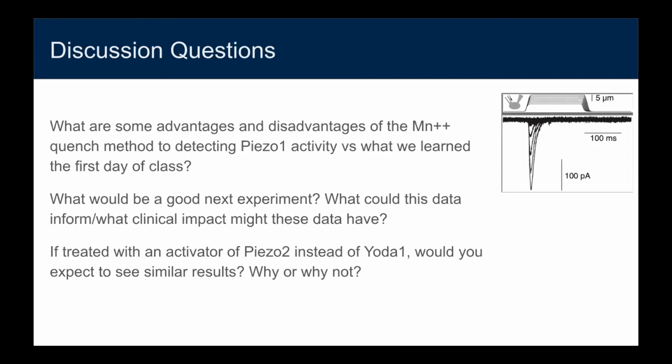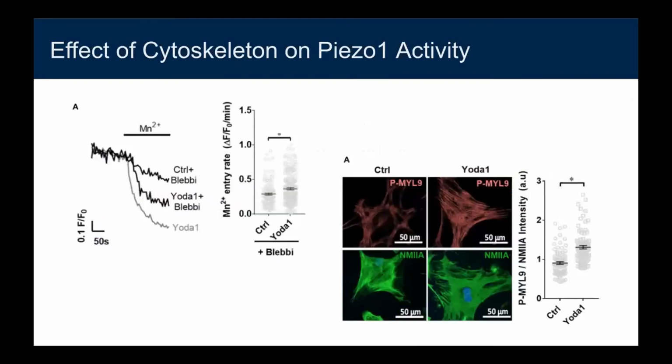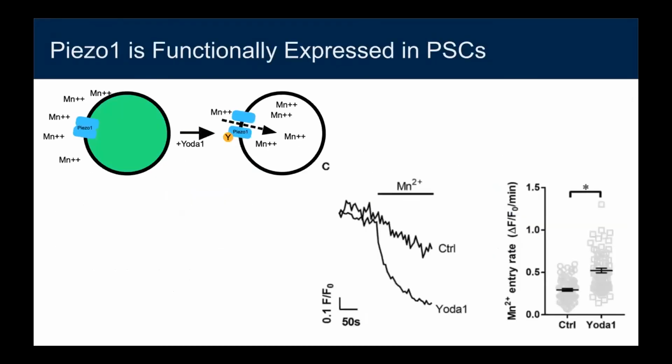Can you go back and show how this one works? Back to where? Way back. So you can see in this one, the manganese is outside the cell, and then we can stimulate it, and then we lose the fluorescence.